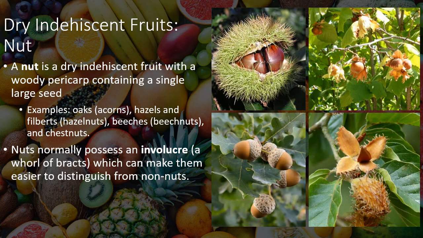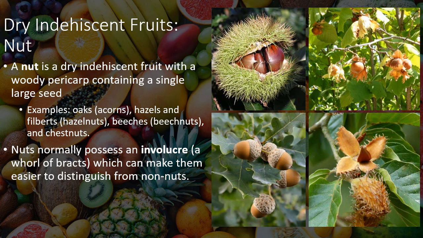A nut is a really fun type of dry indehiscent fruit. All of the layers of the pericarp are woody in a nut. So we saw in the drupes, like peaches, that just the endocarp, the innermost layer of the ovary wall or pericarp, is woody. But in a nut, all three layers of the ovary wall or pericarp are woody. The endocarp is woody, the mesocarp is woody, and the exocarp is woody. So we have one seed stuck inside of this woody fruit.